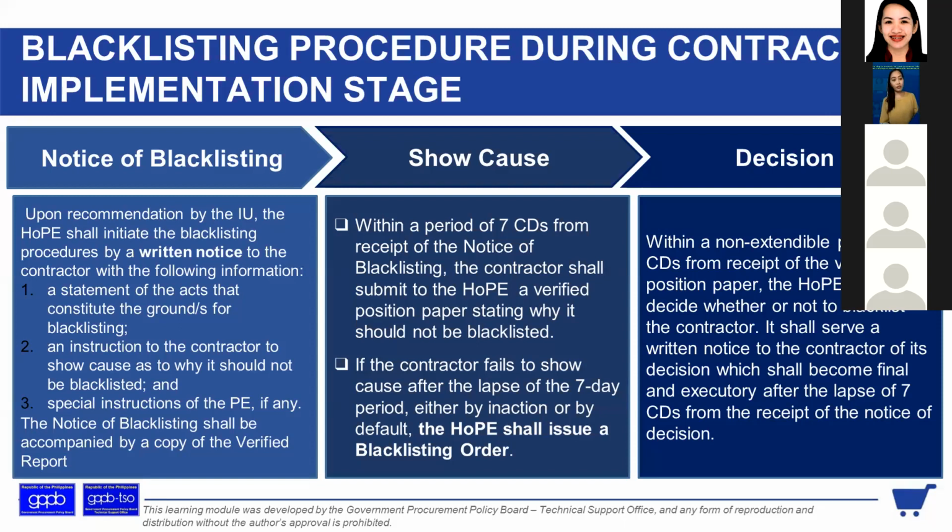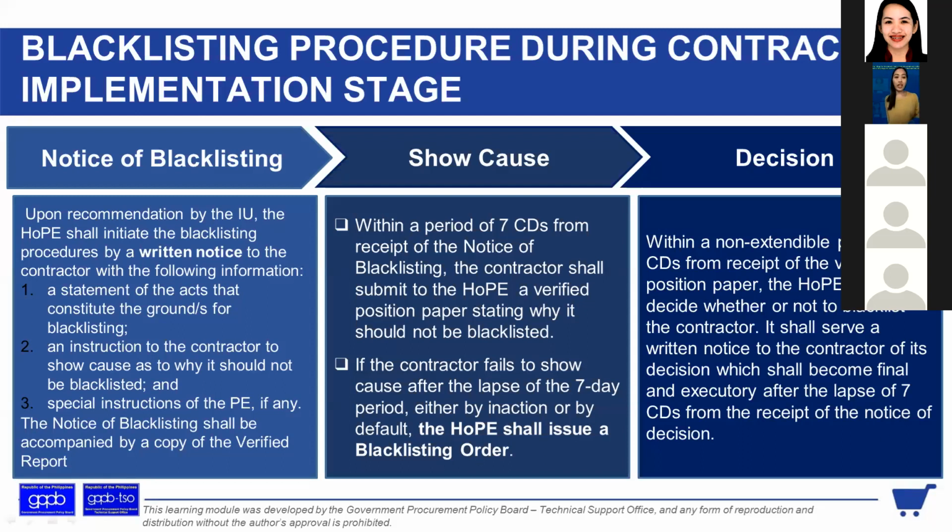The contractor shall be given 7 calendar days again, but the Hope shall be given 10 calendar days to decide on the matter, whether i-issue ba yung blacklisting order o hindi. But remember, the blacklisting order usually follows the suspension order. But in contract implementation stage, hindi na siya dadaan sa suspension. Diretso na talaga siya sa blacklisting. Wala nang suspension order.